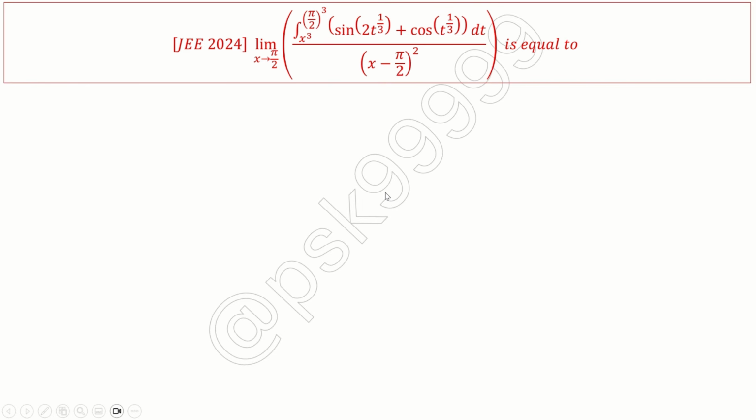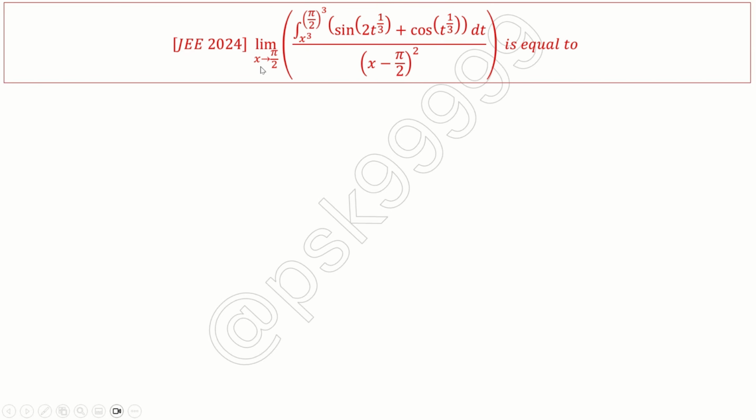Yeah, the first one is the limit as x tends to pi by 2 of the integration from x cube to pi by 2 cube of sine of 2t to the power of 1 by 3 plus cos of t to the power of 1 by 3 dt, divided by (x minus pi by 2) square, is equal to. Okay, so we need to find out the limit first.